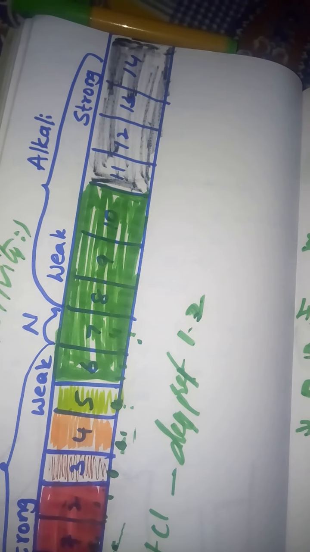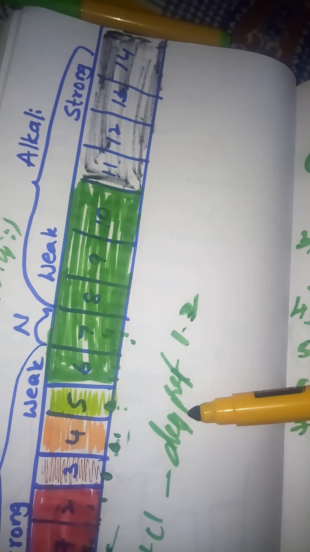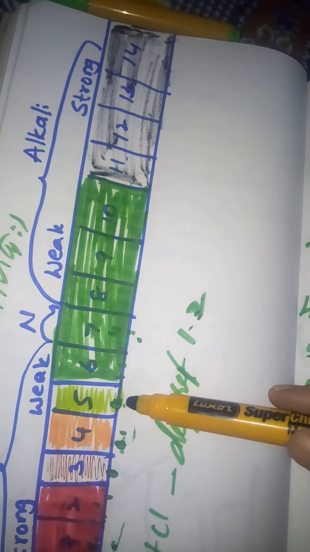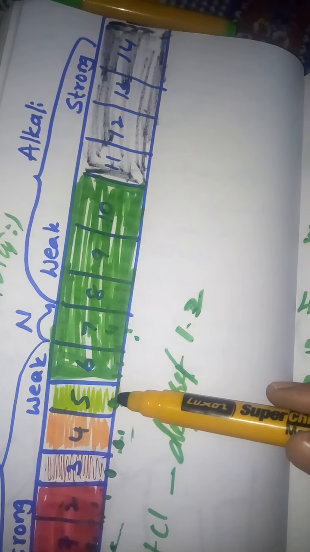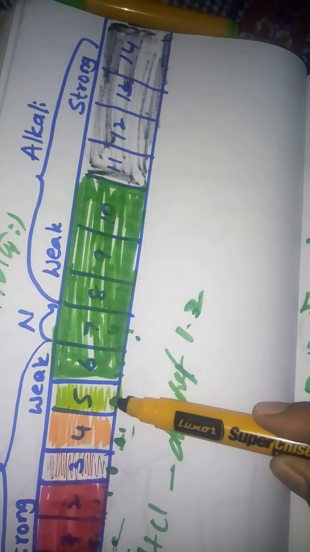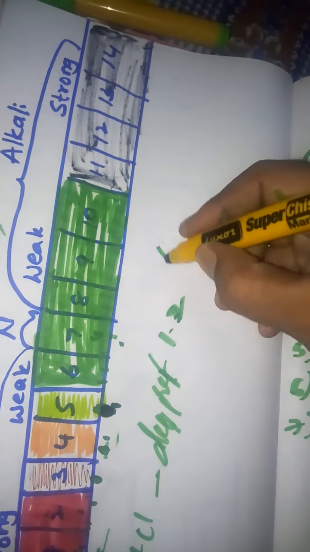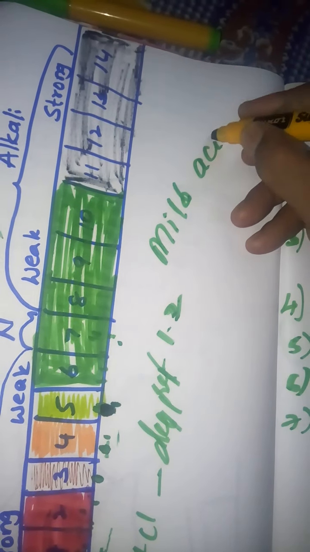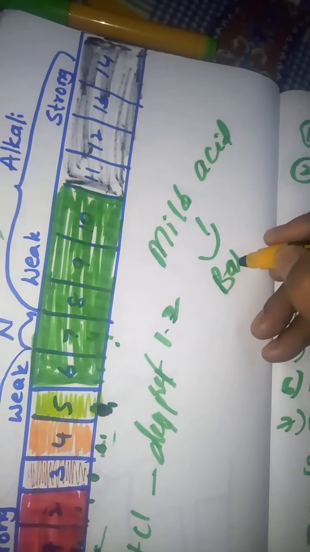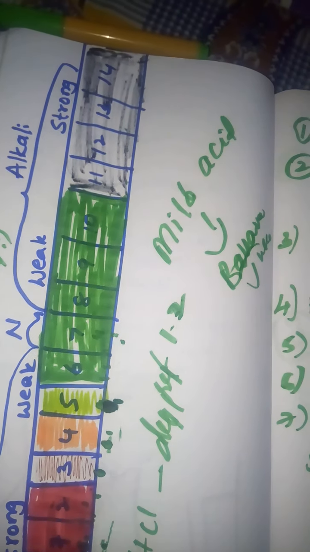Now for example, banana juice. The color of banana juice on the pH paper is apple green. Approximately the pH value is 5. It is a mild acid. Banana juice.